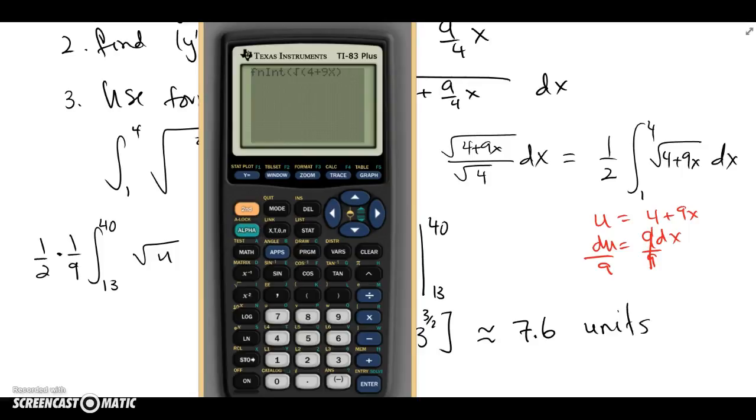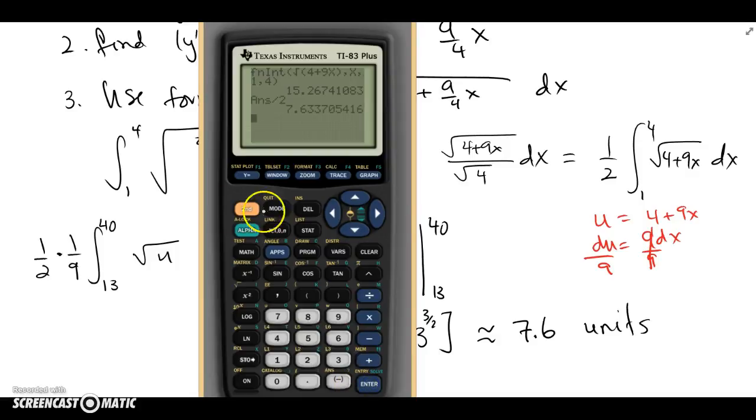Integrate the square root of 4 plus 9x. I'm going to take care of the half at the very end. I won't involve it right now. Comma, x, because I'm doing it in terms of x, comma, the limits of integration 1 to 4. Close that up, enter, and then divide that by 2 because of the half I had outside.